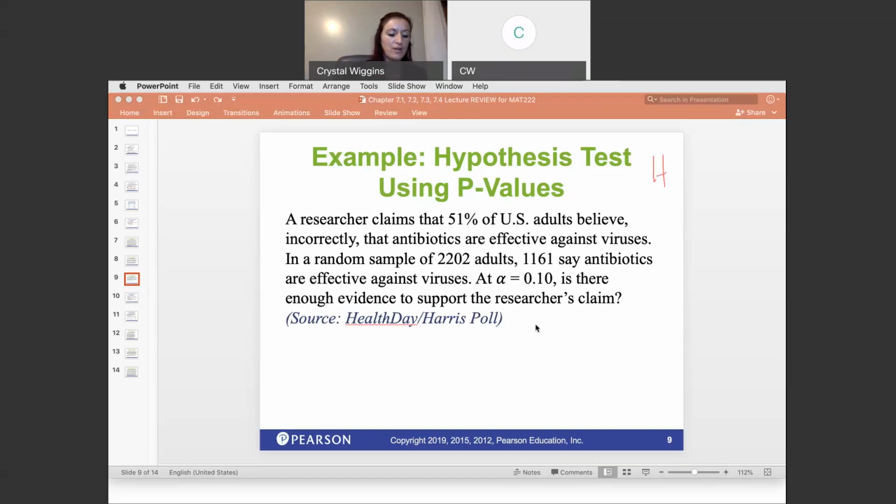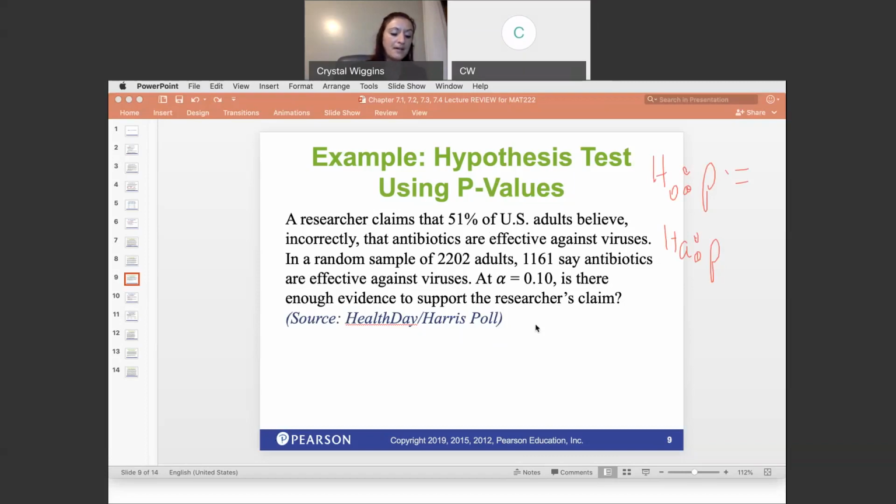Let's start with our null and our alternative. And this time our population parameter is p. Now, the claim that's being made is that the researcher says that exactly 51% of adults believe incorrectly that antibiotics are effective on viruses. So that's an equal sign. And since it's an equal sign, it goes in the null.